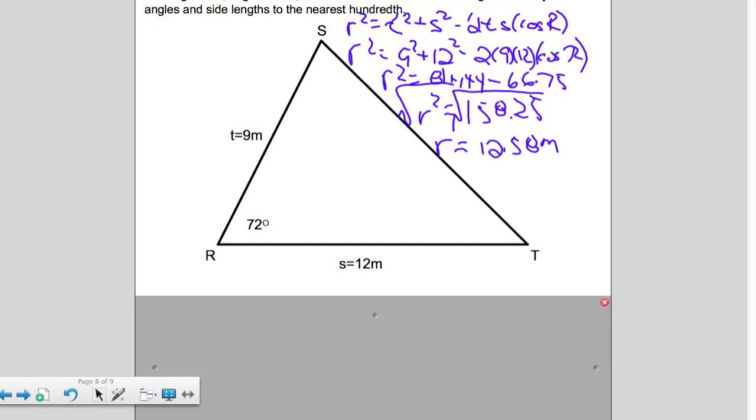So basically same as last question. Now how do we solve for the rest of the triangle? We just go back to the sine law, because now what's our magic ratio? R over sine of R, which is 12.58 over sine of 72.